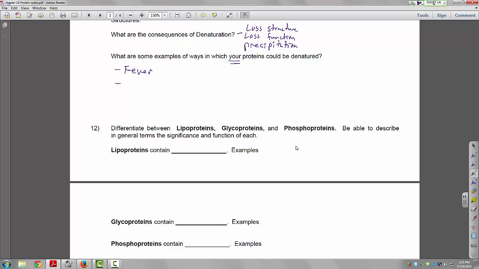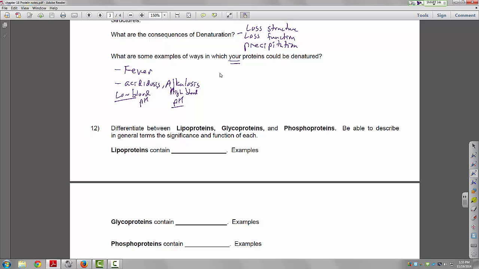If your blood pH gets out of whack, either acidosis or alkalosis. Acidosis is low blood pH, alkalosis is high blood pH. Again, that disrupts those salt bridges, those electrostatic interactions.